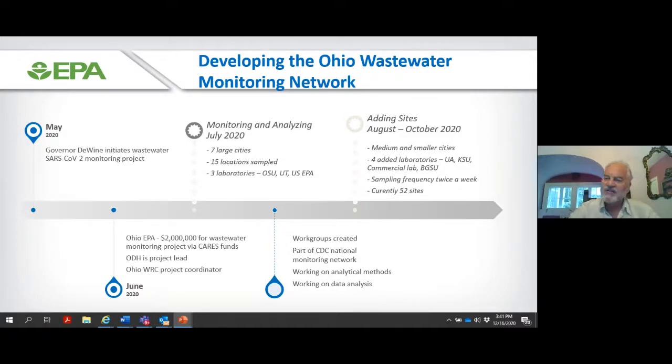This graph is even outdated. I talked to Ohio Department of Health yesterday. It's now up to 62 sites. So here we've added, in addition to large cities, medium and smaller cities, and also additional laboratories. So we have a number of labs now that are working.